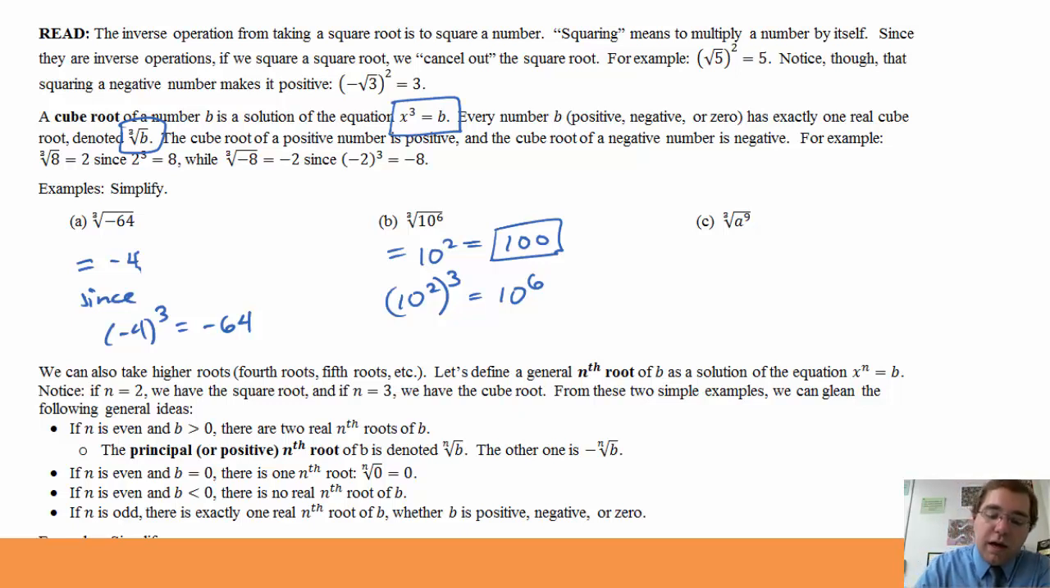The cube root of a to the 9th, well, what number am I raising to the third power to get a to the 9th? That must be a to the third. So the cube root of a to the 9th is a to the third.